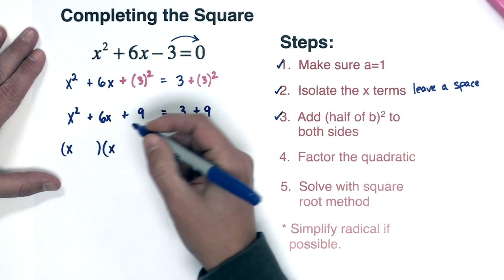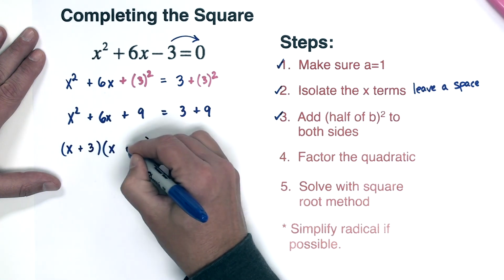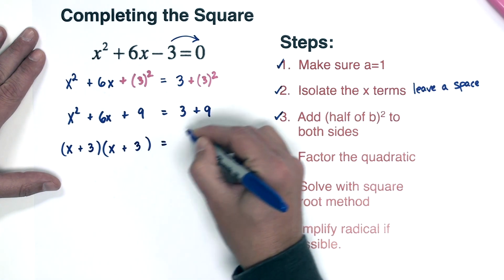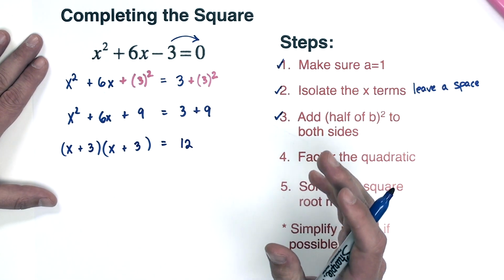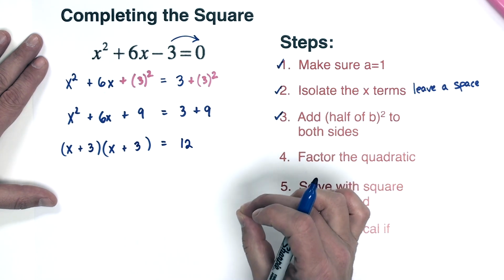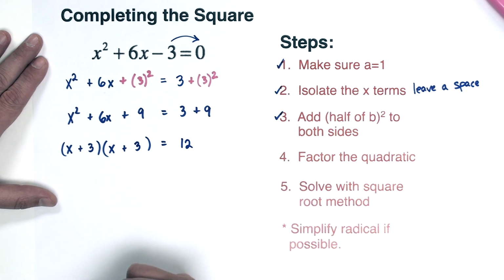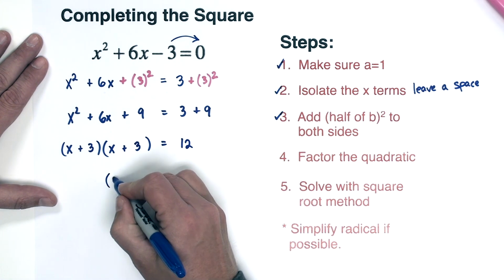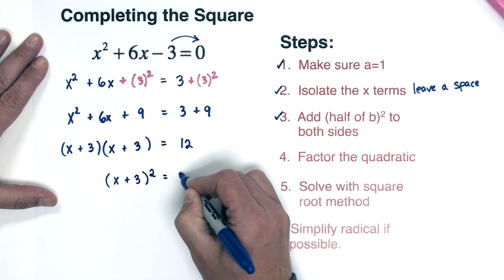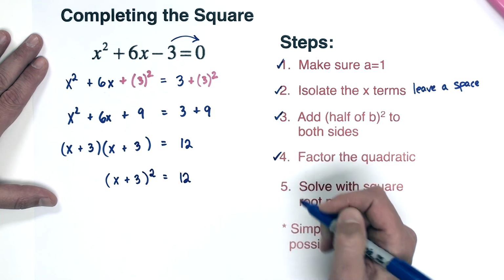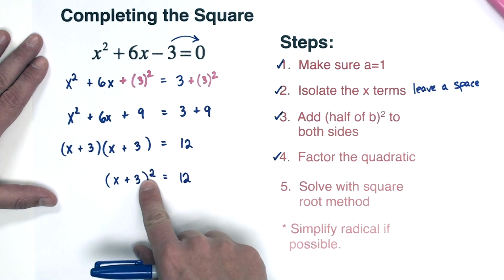x times x is the x squared. I want to multiply to 9 and add to 6. I'm going to use positive 3 and positive 3. And over here I can go ahead and put those like terms together to be 12. Now, what will always be true when you do this to complete the square is that these two factors are going to be the same. And so you can rewrite this as x plus 3 quantity squared. That's my factoring step. When I say complete the square, that is completing the square right there.